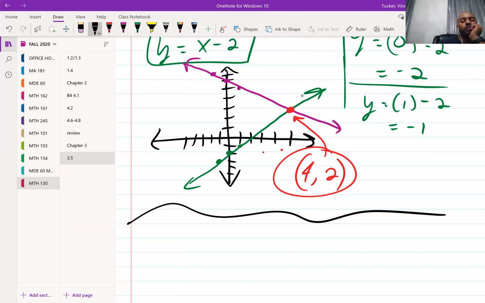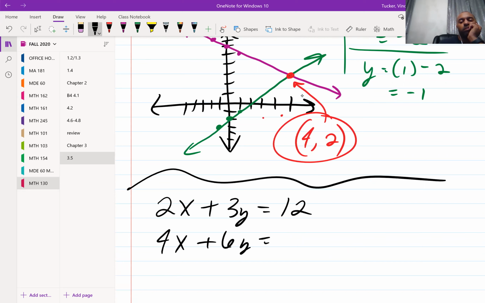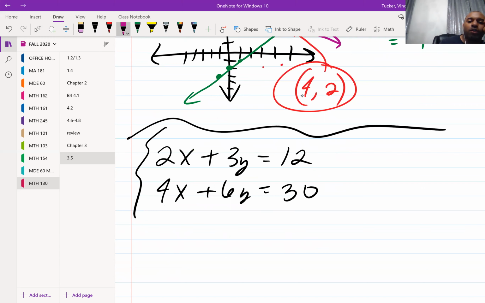Let's see. I don't copy that yet. Trying to see in my mind if that's what I want. Yeah, that's fine.